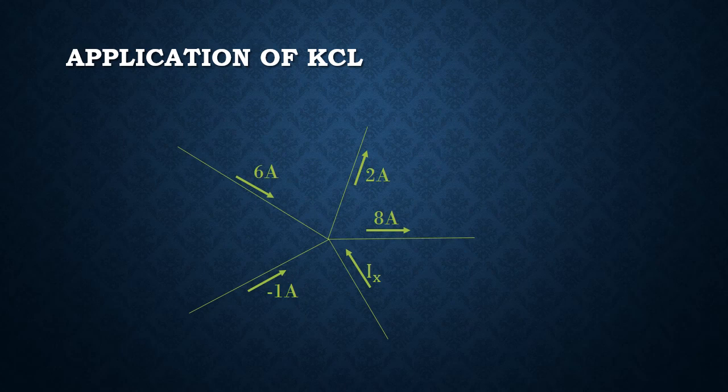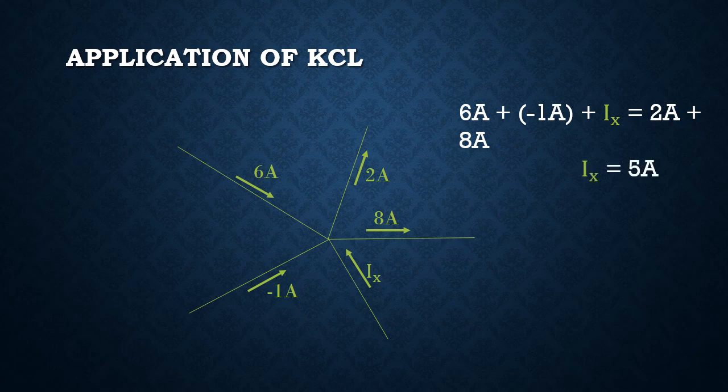Now here's an example of an application of Kirchhoff's current law. If we apply this rule, saying that the sum of the currents entering the node must equal the sum of the currents exiting a node, then in this case we can solve for the unknown current Ix. We see that the currents entering the node are 6 amps, minus 1 amp, and Ix. And the currents leaving the node are 2 amps and 8 amps. And when we solve this equation algebraically, we find that Ix is going to equal 5 amps.